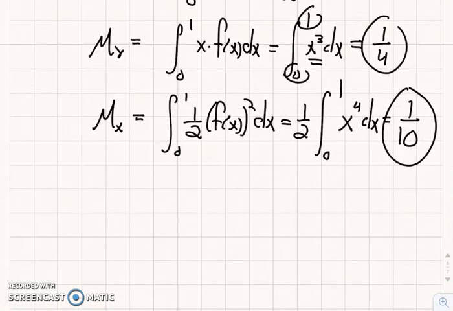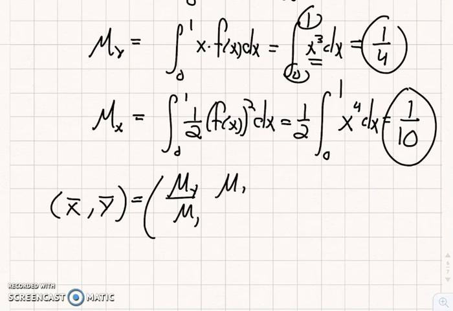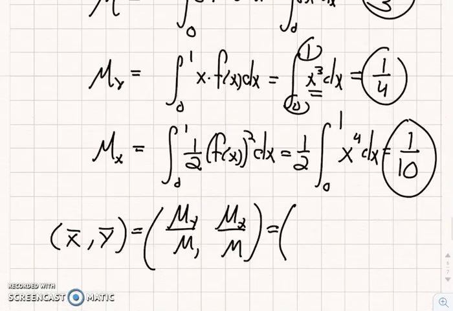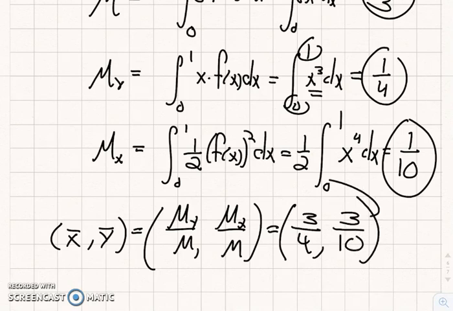Now we're ready to write down our center of mass, x bar comma y bar. X bar is m sub y over m. Y bar is m sub x over m. And so we get what? M y over m is 3/4. M x over m is 3/10. So there's our center of mass, 3/4 comma 3/10.